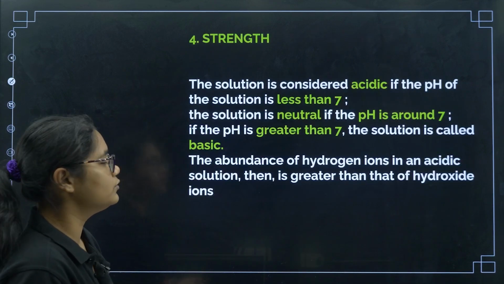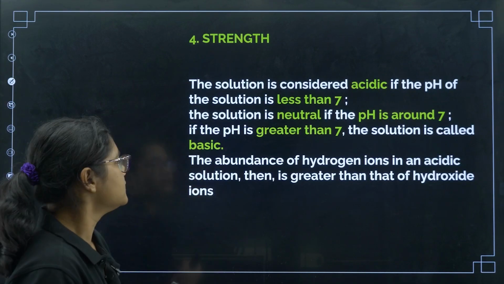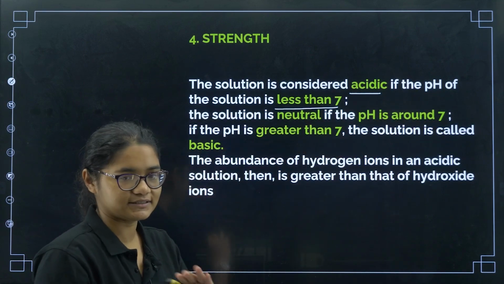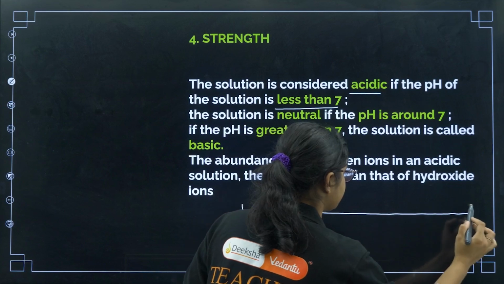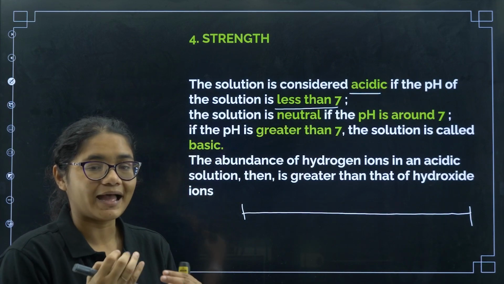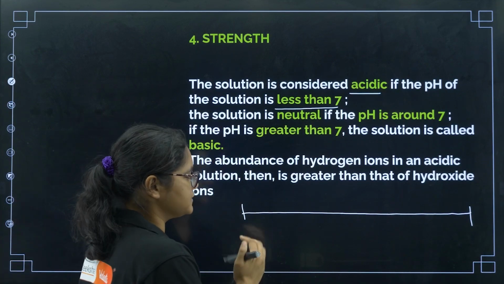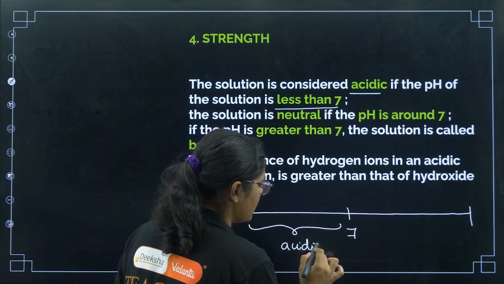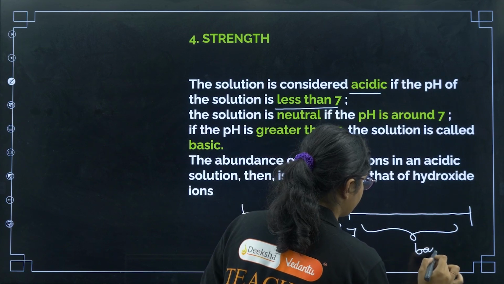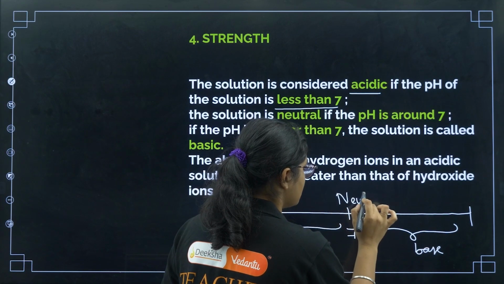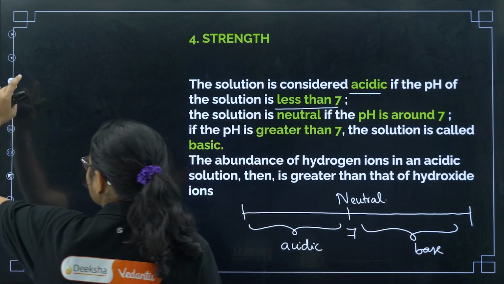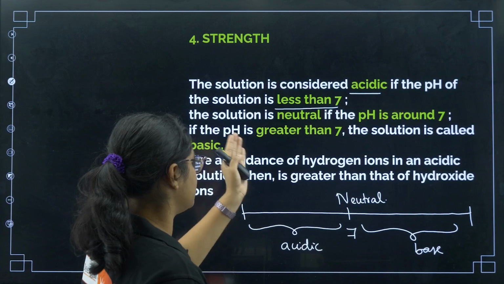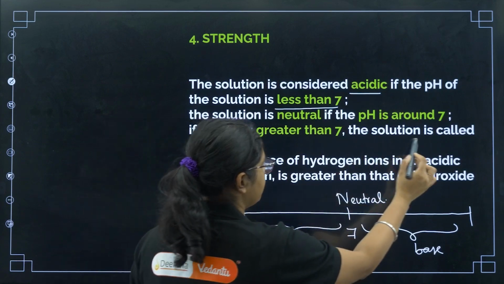Next, coming to the strength of an acid or a base. The solution is considered to be acidic if the pH of the solution is less than 7. There is a pH scale. What is this pH scale? It tells us about the acidic or basic nature of the solution. If the pH is less than 7, then it is the acidic range. If it is more than 7, then we call it base, and at 7 it is called a neutral solution. So the solution is neutral if the pH is around 7, and if the pH is greater than 7, the solution is called basic, right?